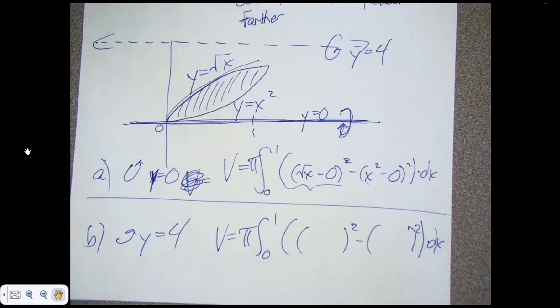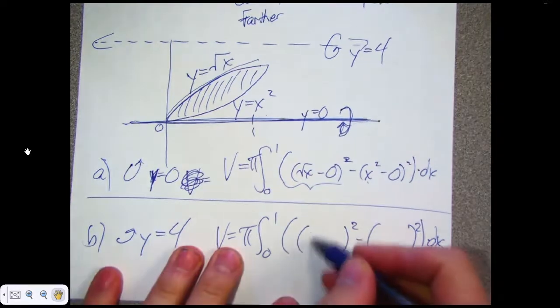4 minus x squared. Top minus bottom, right? So the difference is now the 4 is on top and the x squared is on the bottom. So this will be 4 minus x squared.